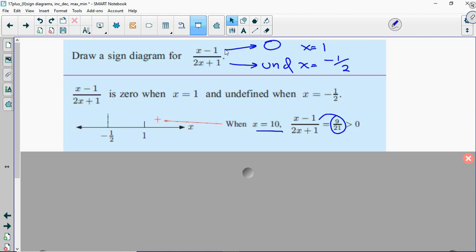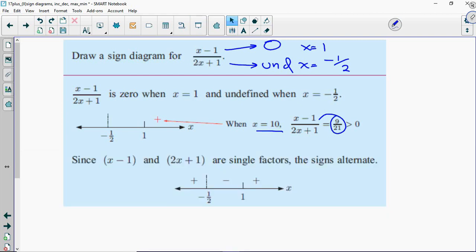So we can put a plus there. We put in 0 in between the two. That's going to get us a negative divided by a positive, which is negative. And then we choose something less than negative 1/2. Again, like negative 1,000,000,000. We're going to have a negative in the numerator, and we're also going to have a negative in the denominator, so that will make it positive.